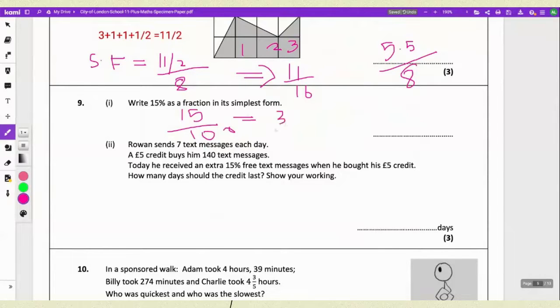And then I will try to simplify that. That will be 3 by 20. That's your answer.